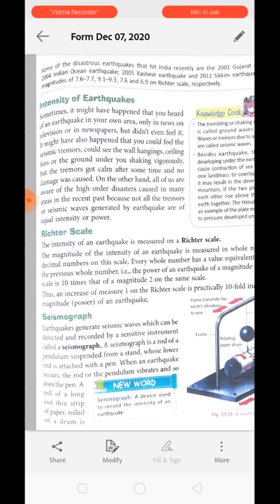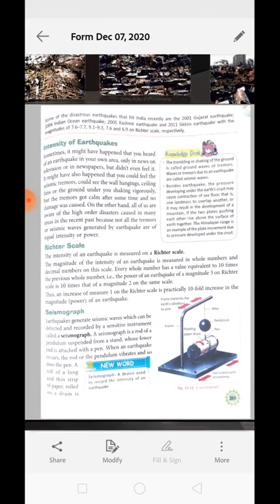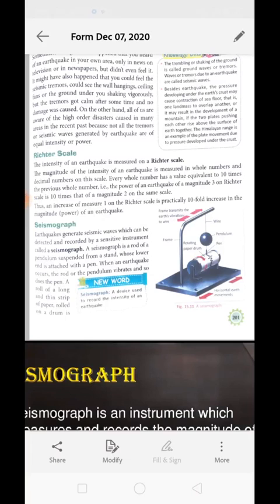Every whole number has a value equal to 10 times the previous whole number. That is, the power of an earthquake of magnitude 3 on the Richter scale is actually 10 times that of magnitude 2. Thus, we can say that an increase of 1 on the Richter scale is practically a tenfold increase in the magnitude of an earthquake.